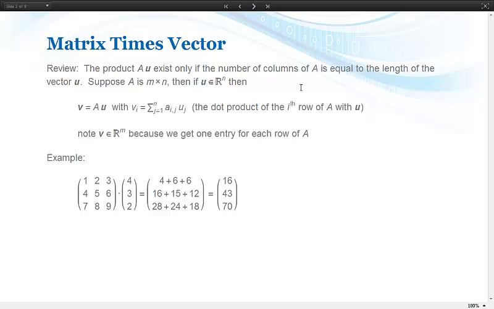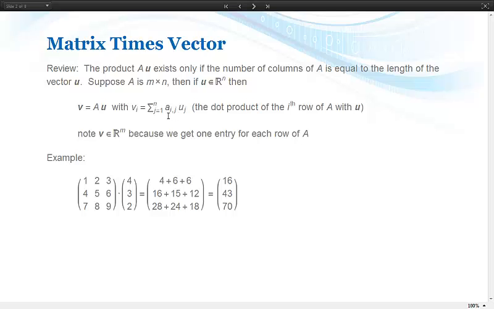By review, the product of the matrix A with the vector U exists only if the number of columns of A is equal to the length of the vector U. Suppose that A is m by n, that is, it has m rows and n columns. Then if U is an element of Rn, that is, a vector with n elements, then the vector V is the product AU, where the ith component of V is the dot product of the ith row of the matrix with the vector U.